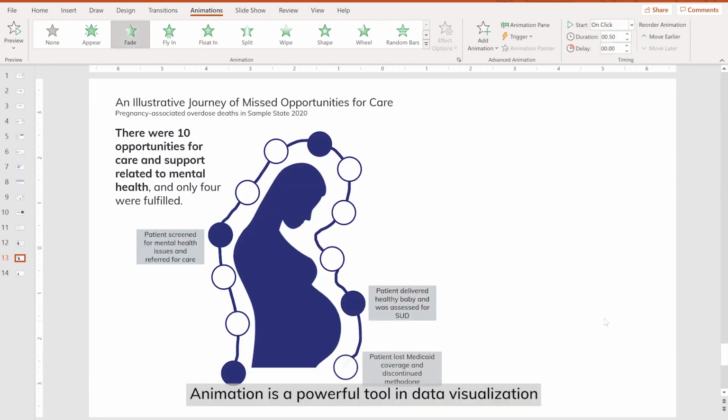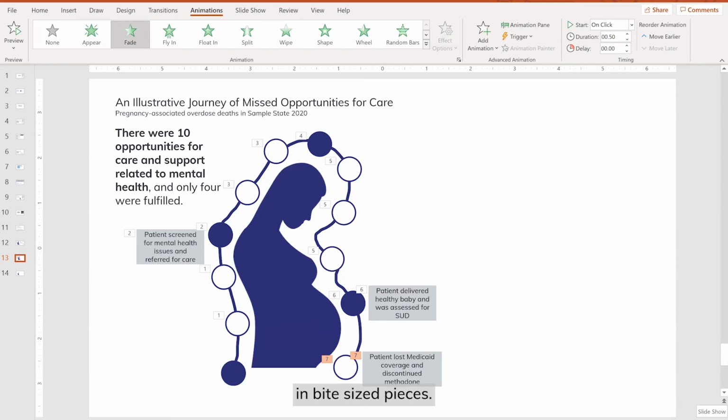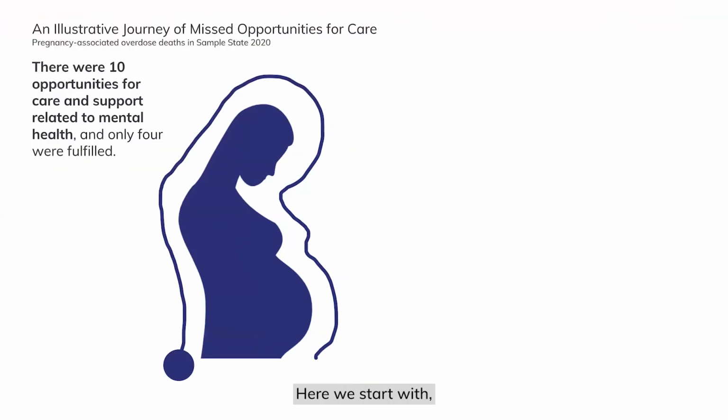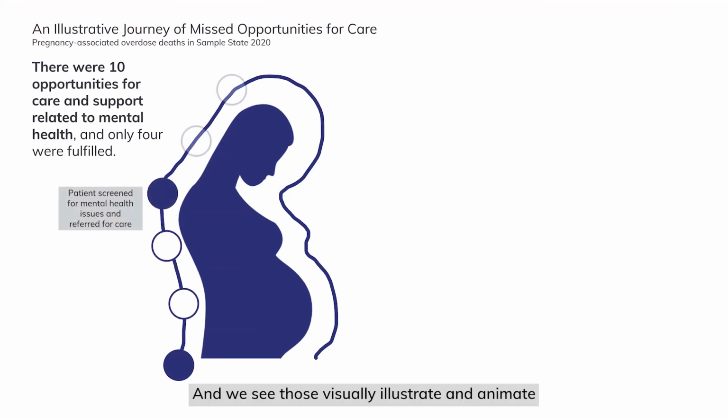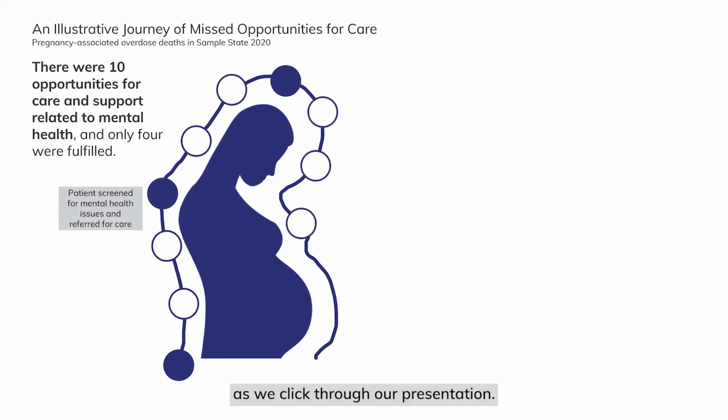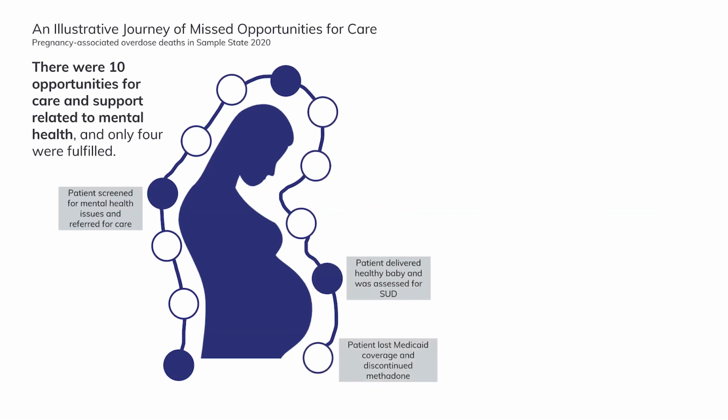Animation is a powerful tool in data visualization to make it easier for someone to digest information in bite-sized pieces. Here we start with, there were 10 opportunities for care and support related to mental health. And we see those visually illustrate and animate as we click through our presentation.